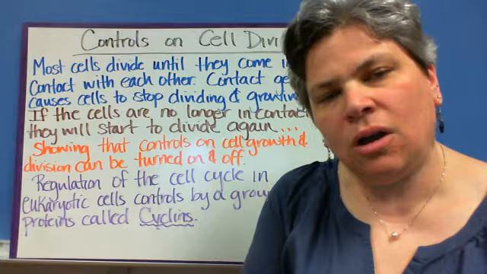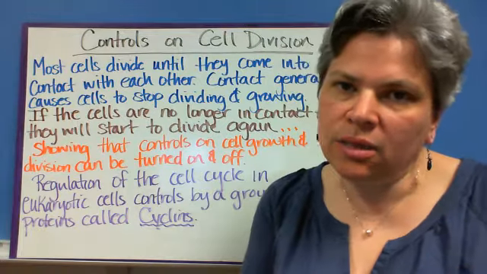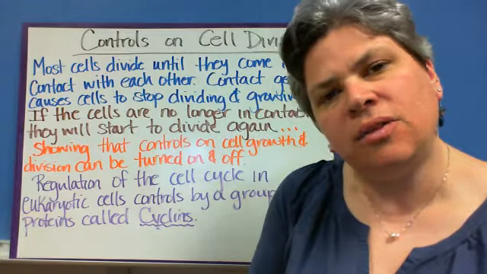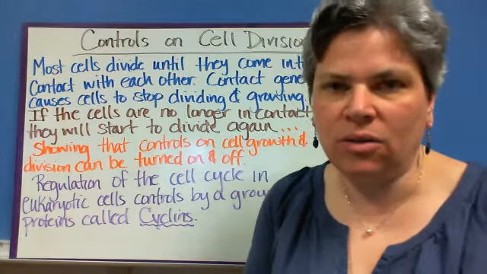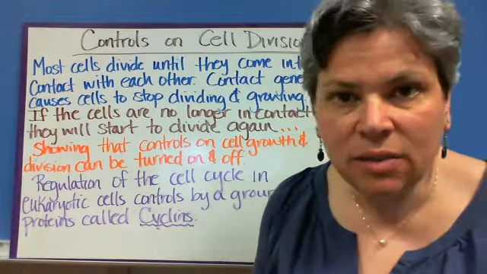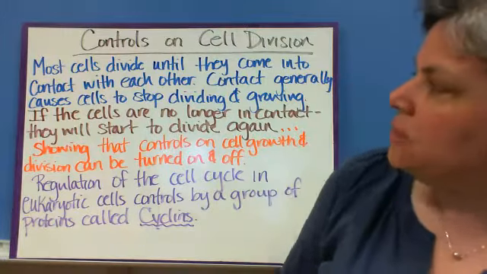The last time we talked about mitosis and how cells actually divide and the process that they undergo. So what we're going to look at today are some controls on the cell cycle, controls on that process, because obviously it needs to be controlled somehow. So how do they do it?